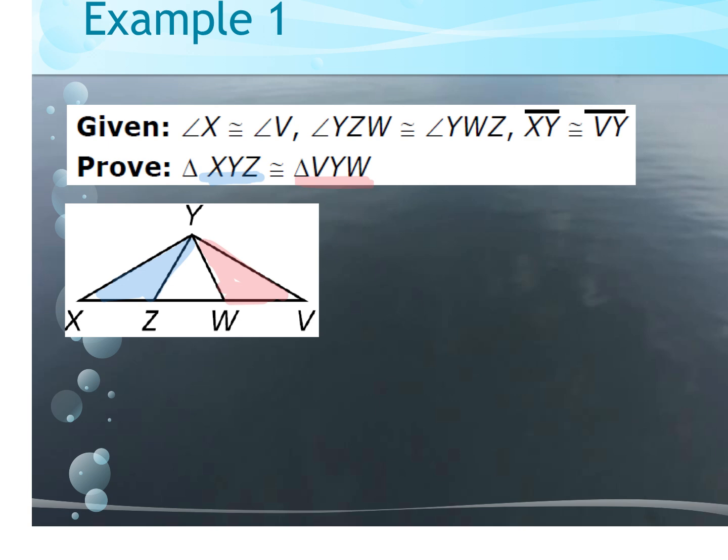So I'm going to go ahead and add in my given. So I am given that X and V are congruent. I'm also given that YZW, this one, is congruent to YWZ. And I'm also given that segment XY is congruent to VY. And that's it. So now let me go ahead and set up my statements and my reasons.